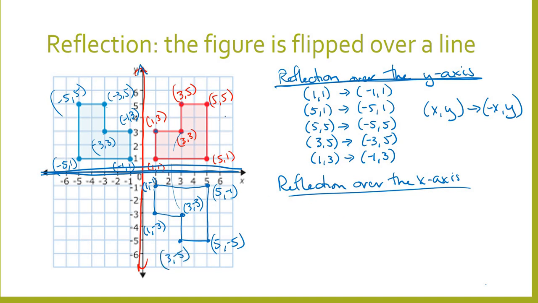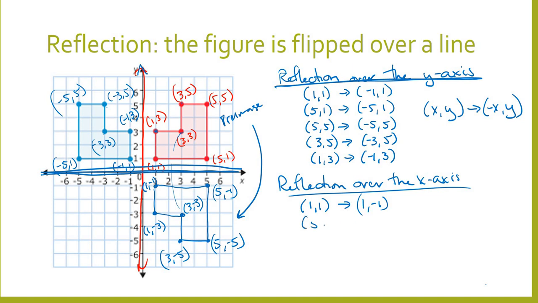So again, let's take a look. This is our pre-image here. And I'm going down to this image, reflecting it over the x-axis. Now there's a lot of points here. I'll do fewer on the next picture, but we've got 1, 1 goes to 1, -1.